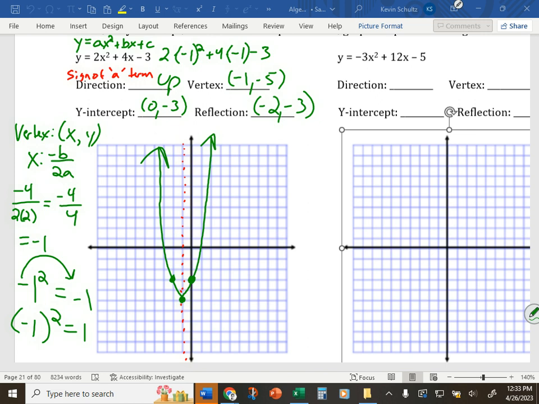Can we do the next one? Aren't these fun? You want to do more? Yeah. Can you go over how you do this one more time? So the reflection point, okay?